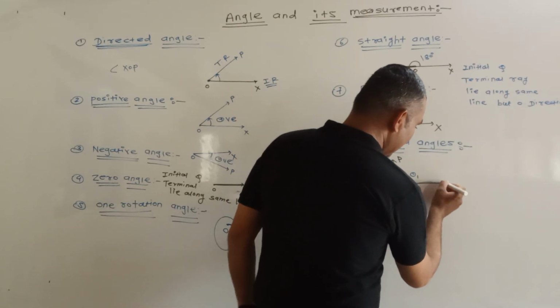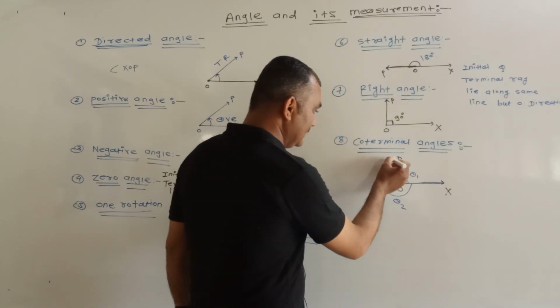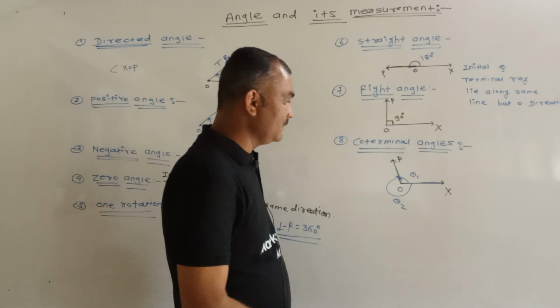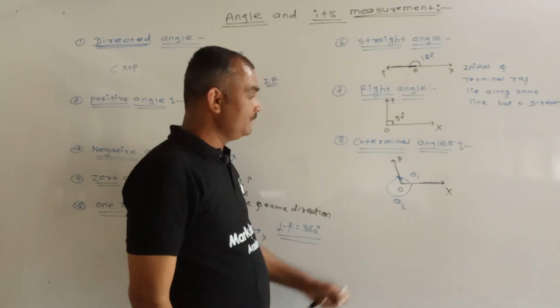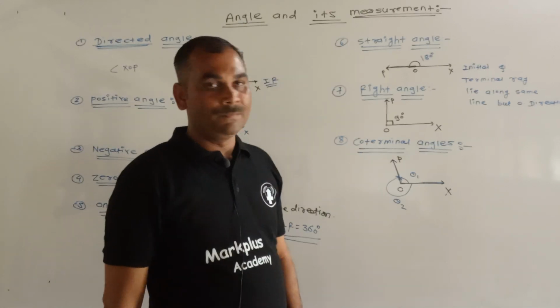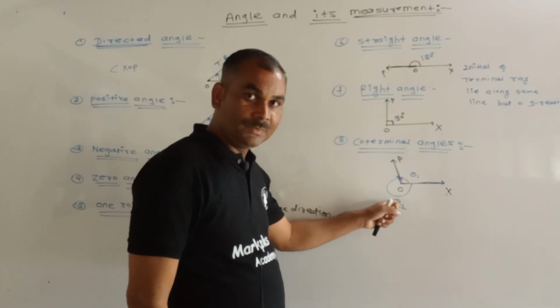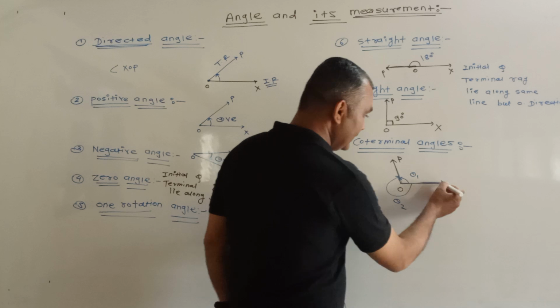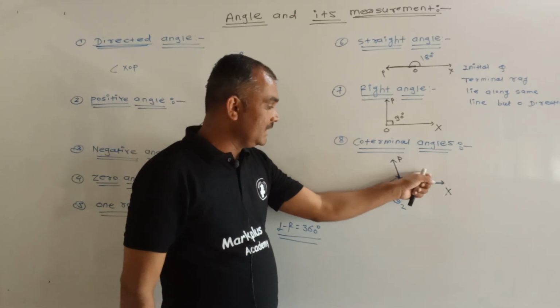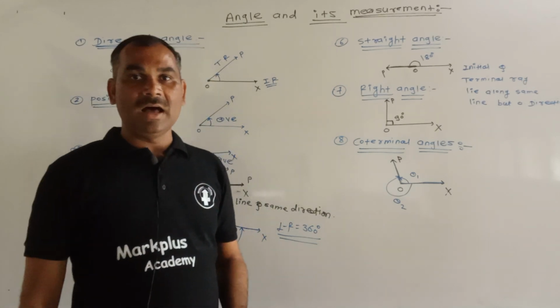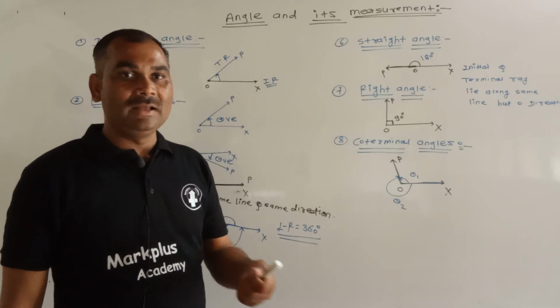उसकी the initial ray and terminal ray दोनों का क्या होता है? सेम. तो देखो, for θ1 the initial ray is OX and the terminal ray is OP. Also for θ2 the initial ray is OX and the terminal ray is OP. Therefore θ1 and θ2 are called as co-terminal angles.